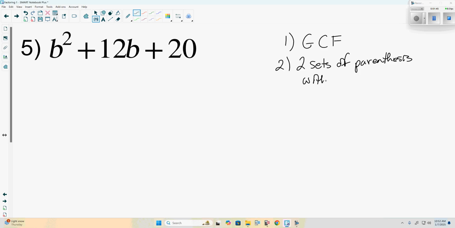With 3 spaces. And again, our 3 spaces is more just to make sure we have enough room or have the parentheses spaced far enough apart that we can fill everything in. Our third step is to find the signs.